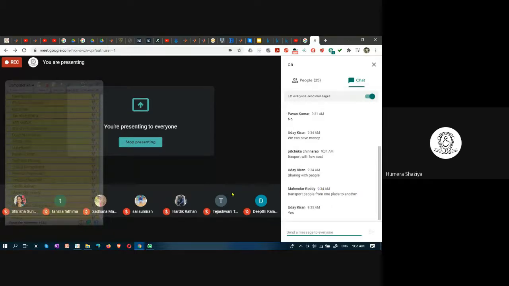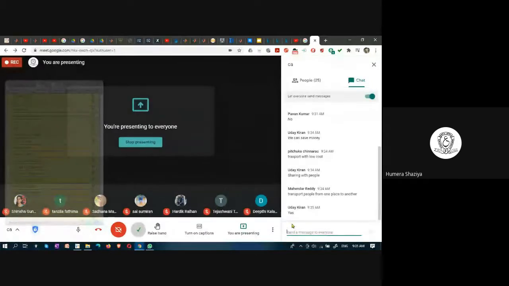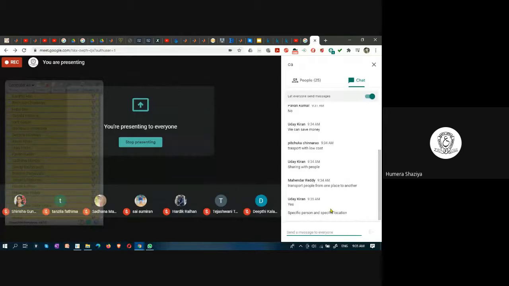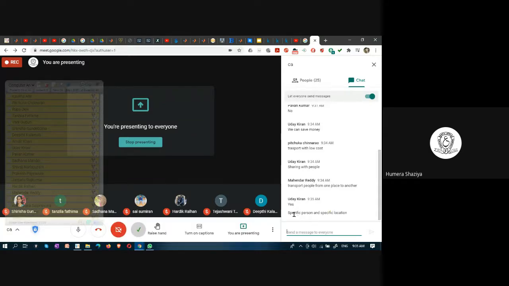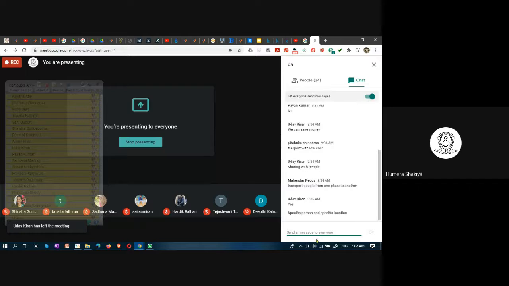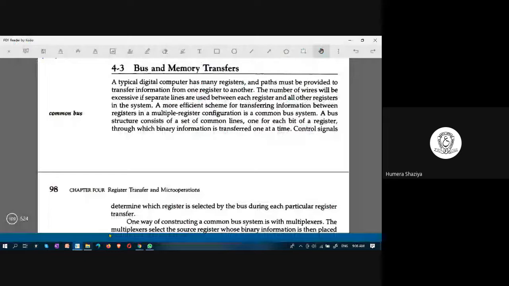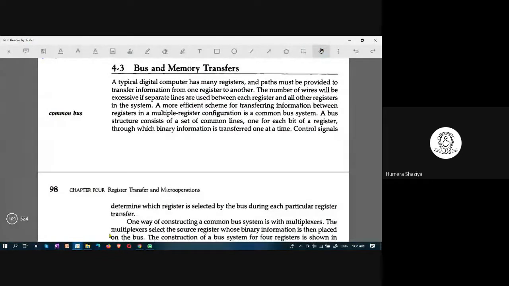If you take an Uber taxi, not on sharing mode, individually, if you book a cab, then what happens? You have to pay more. Why do you have to pay more? Because you are the only one who has to bear the cost. But if you book a cab on a sharing basis, then, very good, you are a specific person with a specific location and have to bear the entire cost. But if you share it, then what happens? There might be several pickups, and the cost would be reduced because you are sharing.